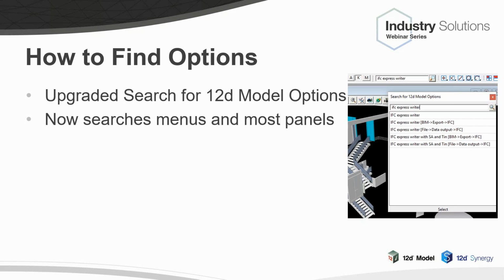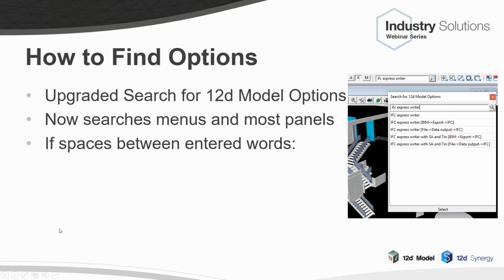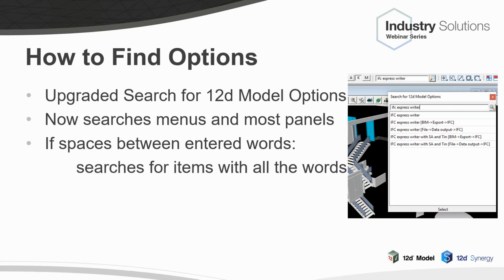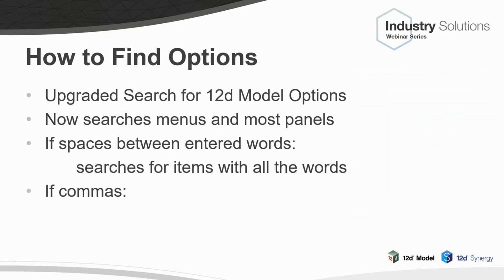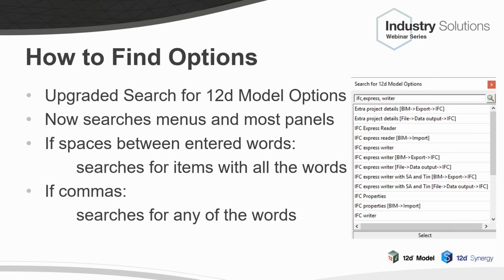Now, there's a couple of different ways of using the searching pattern. If I've entered there, I've got spaces between the words. It's IFC, space, express, space, writer. It actually looks for any of those words in any order. So it doesn't matter what order you do it in, but it has to have all those words. The other possibility, though, is if you use commas, it'll just search for IFC everywhere, express everywhere, writer everywhere. So it's a lot more general and you pick up a lot more stuff. Whereas if you have spaces, then the items have to have all the words that you've put in there.